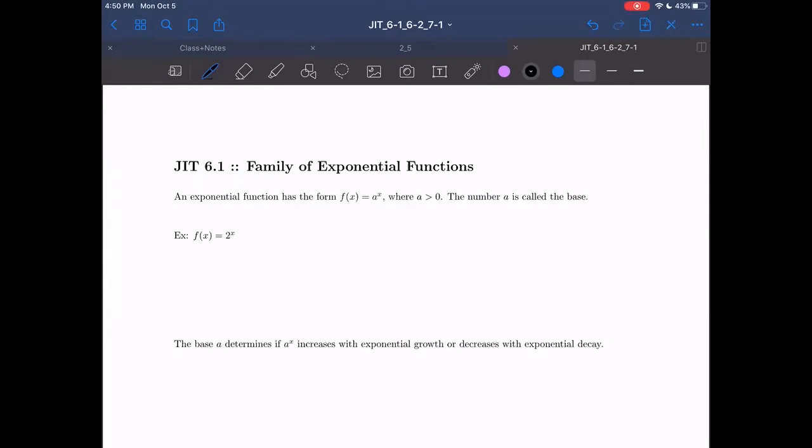All right, so today we're looking at just-in-time 6.1, 6.2, and 7.1. Okay, so we'll first introduce a new family of functions called exponential functions.